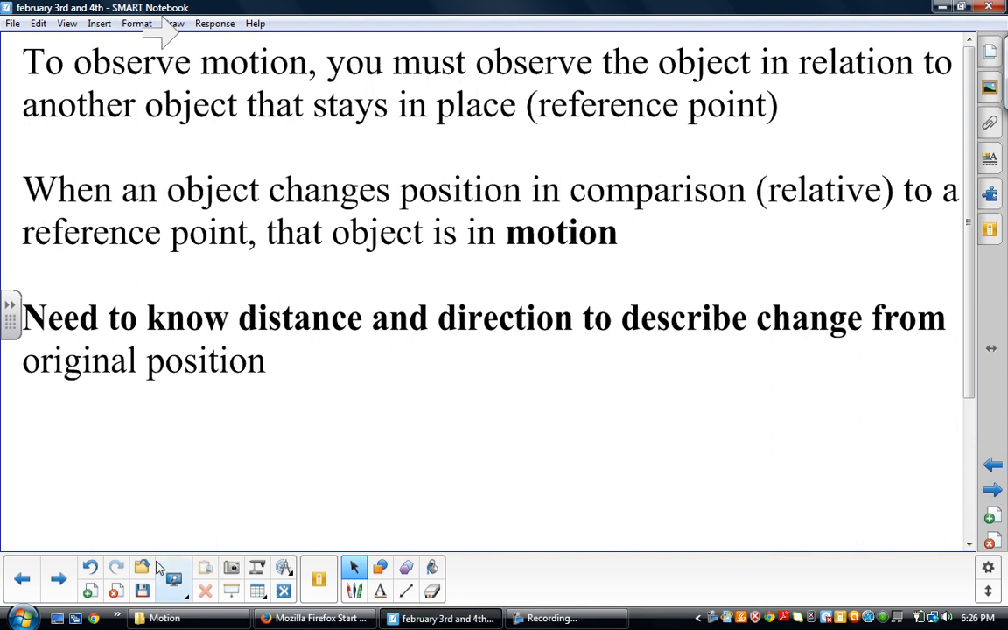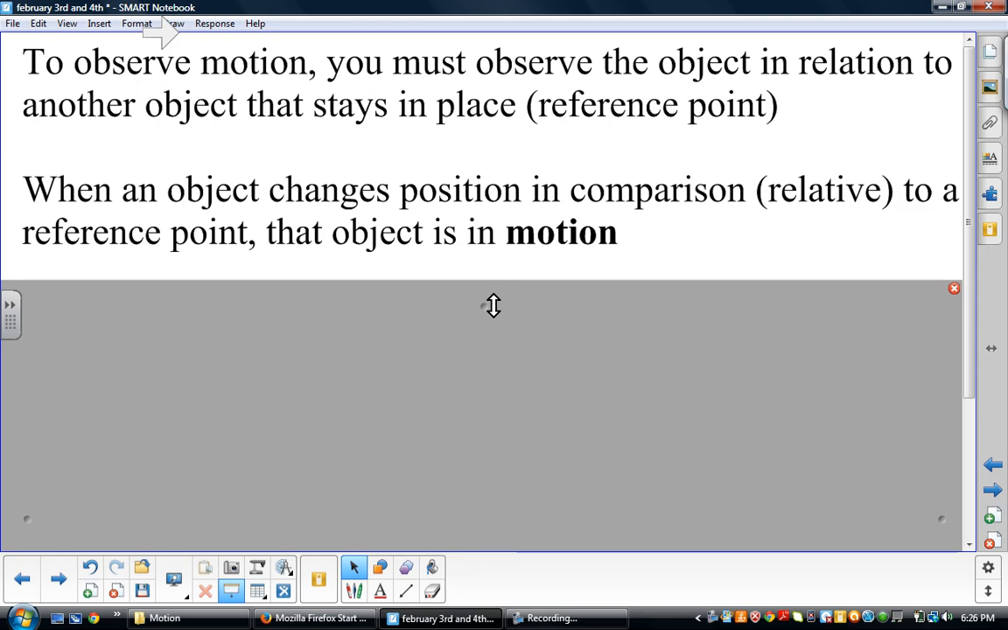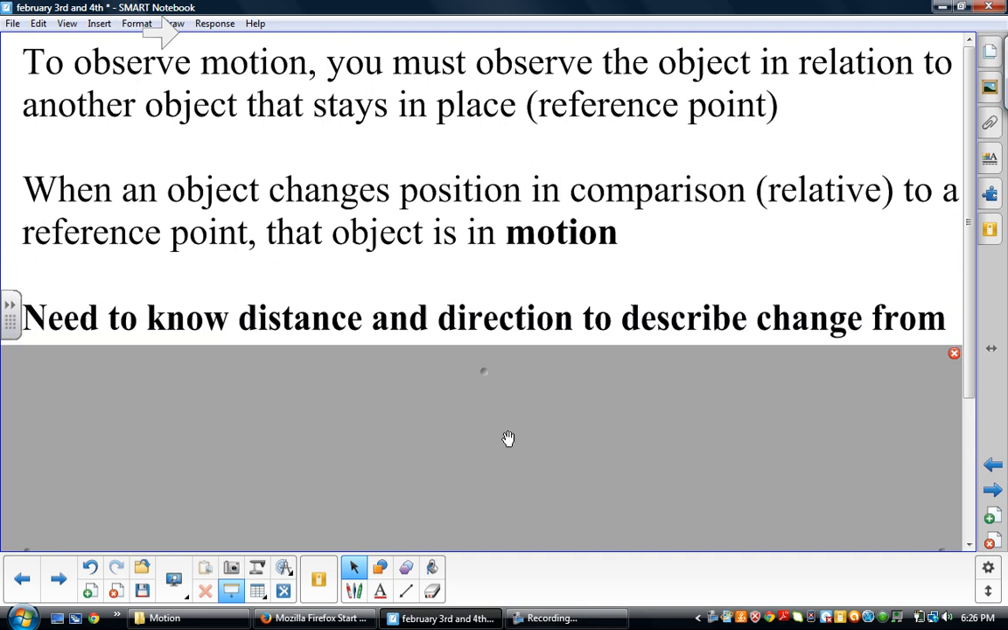To observe motion, you first have to observe that object in relation to another object that stays in place. And we call this thing a reference point. So when you talk about something moving, you're actually talking about two things, the moving object and then the reference point, which is your second object. When an object changes position in comparison to a reference point, then we say that object is in motion. Another way to say in comparison is relative. And relative is a really common science word. It gets used a lot. And if you take physics when you're a junior or senior, you'll learn that it's a very important word in physics also. So anyhow, changes position relative to another object, we say the object's in motion.